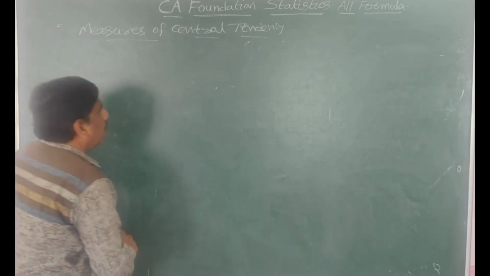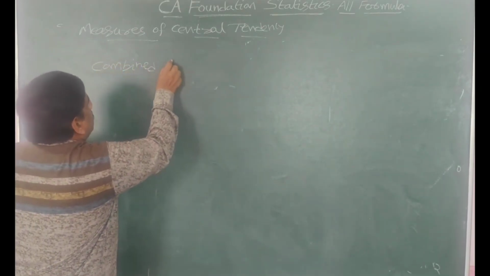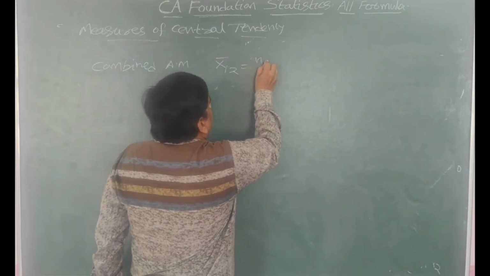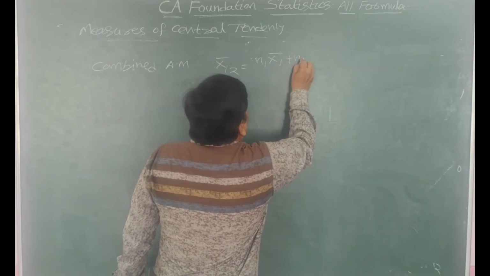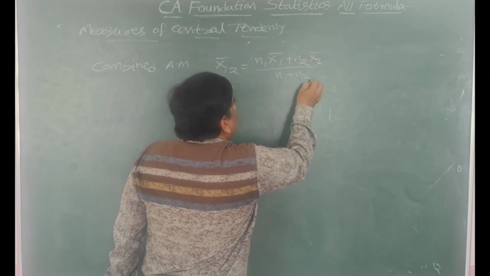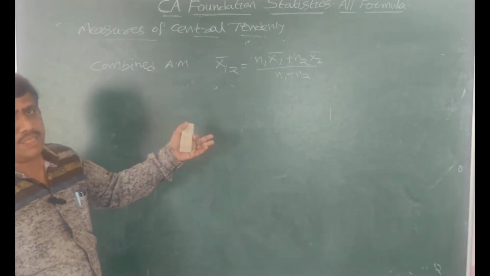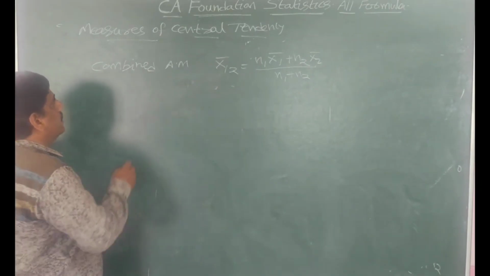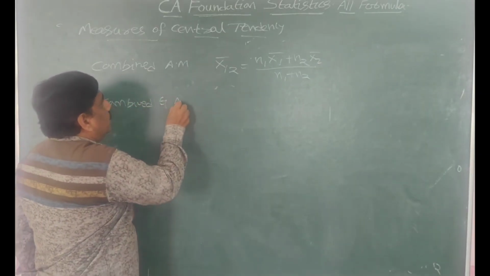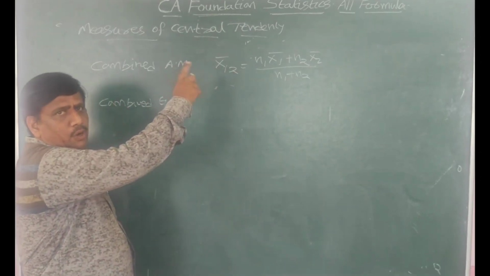Combined AM. The combined arithmetic mean formula is denoted by x12 bar. The formula is (n1 x1 bar plus n2 x2 bar) by (n1 plus n2) for 2 groups. If it is 3 groups, (n1 x1 bar plus n2 x2 bar plus n3 x3 bar) by (n1 plus n2 plus n3). Similarly, we have combined GM also, where only the formula is important, the problem is not important. For combined mean both theory and problem are important.